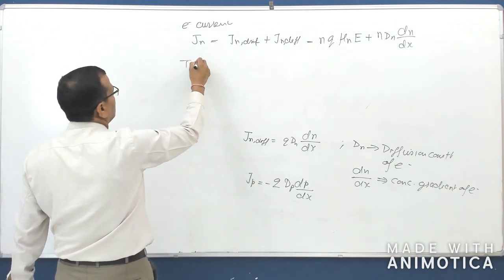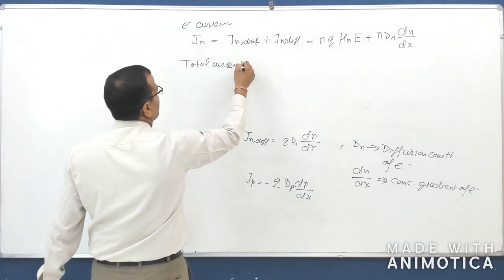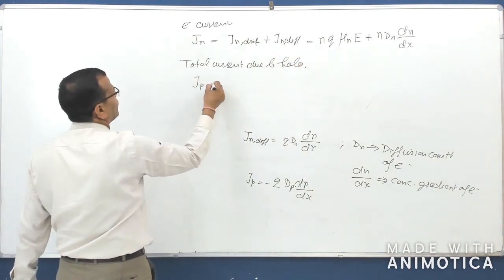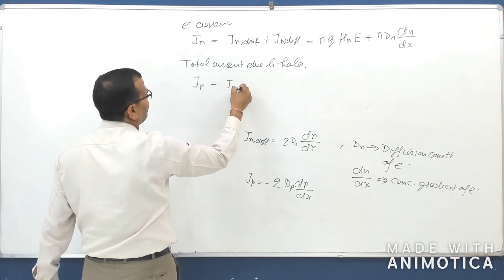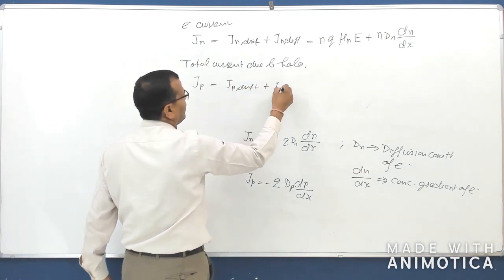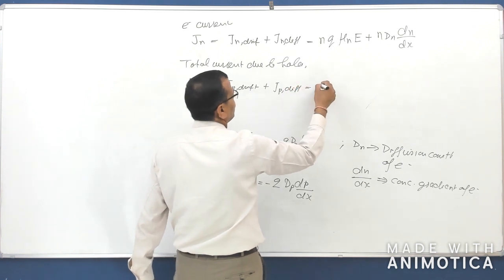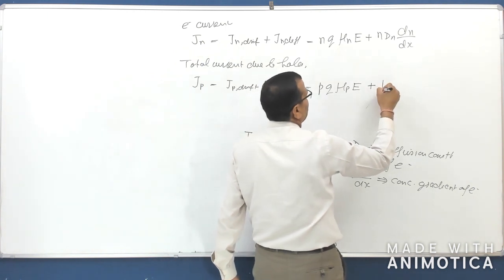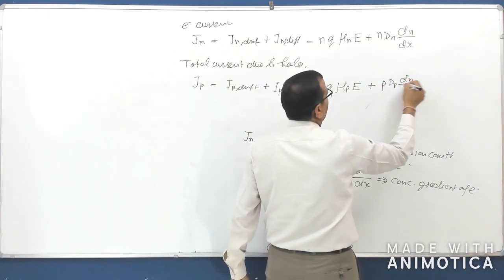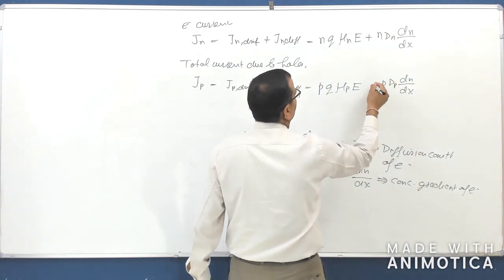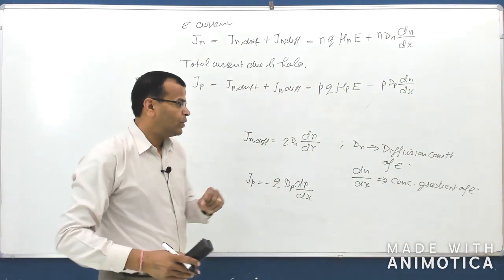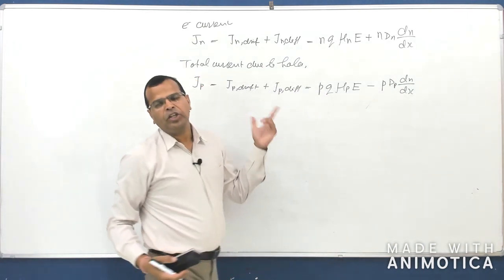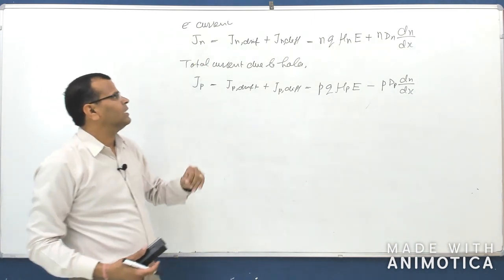Now the total current due to holes, that is Jp, is equal to Jp drift plus Jp diffusion, and this is equal to p q mu p into E minus q Dp dp by dx. This is minus, not plus. Why? Because diffusion current due to holes is negative. So this is nothing but the total current density. J is current density, not current.